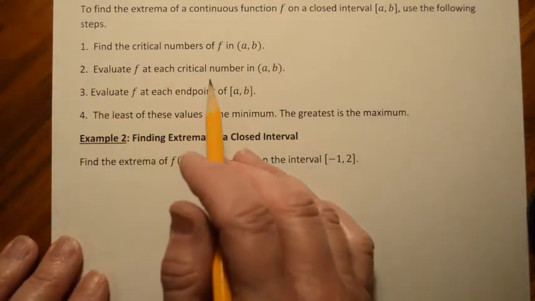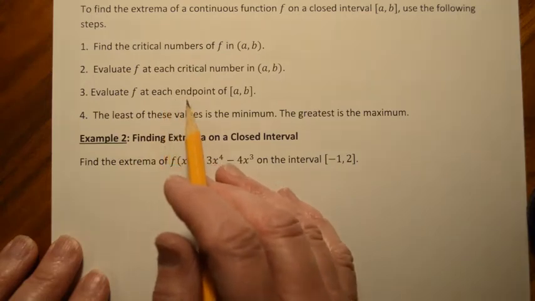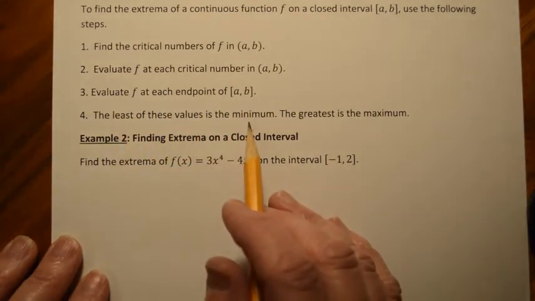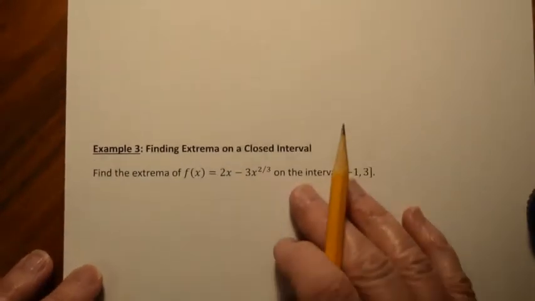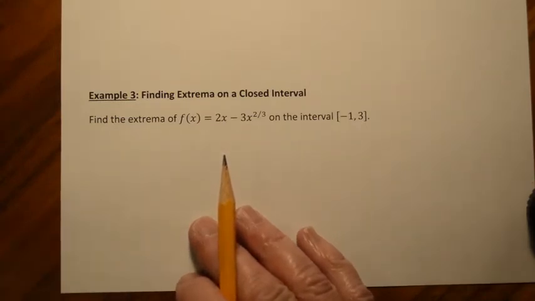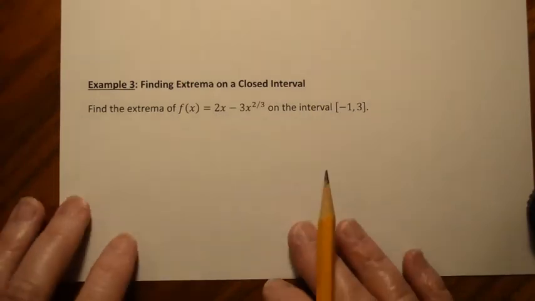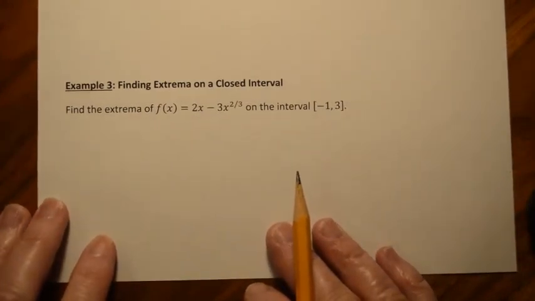Then evaluate f at each of the critical numbers, and then evaluate f also at the two endpoints, and then you pick the highest one to be the max and the lowest one to be the min. All right, we did example 2 already, and so we're going to do examples 3 and 4. All right, so find the extrema of 2x minus 3x to the 2/3 on the interval -1 to +3.